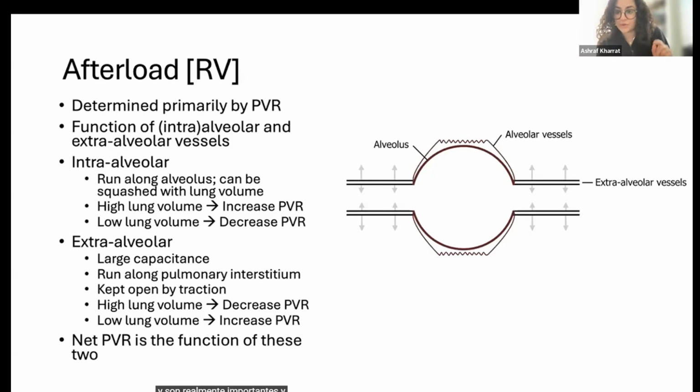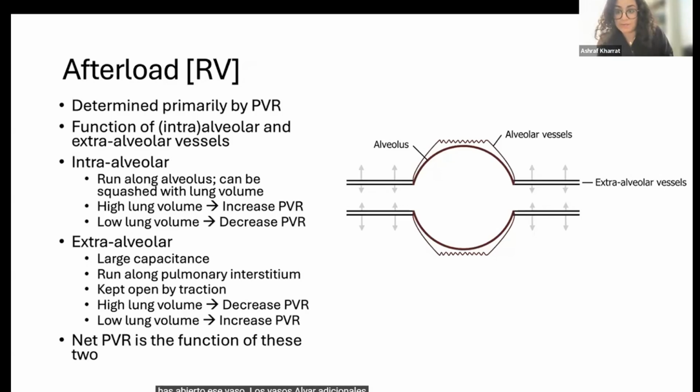So intraalveolar vessels are the ones that run along the alveoli, and when we break down the single alveolus, we think of it like the alveolar capillary unit, but they're running along the length of the alveolus. That means that their vascular resistance is very impacted by how expanded that individual alveolus is. So when you have a high lung volume, a very well expanded alveolus, that will push on that intraalveolar vessel, and it will increase the pulmonary vascular resistance because it's squishing it. Conversely, if you decrease the intraalveolar volume, it will allow for decreased PVR because you've opened up that vessel.